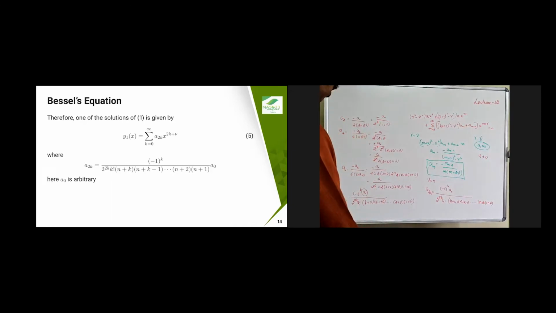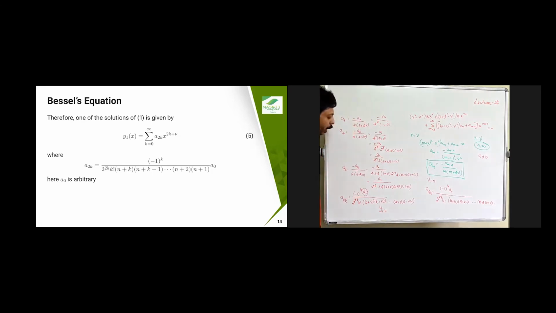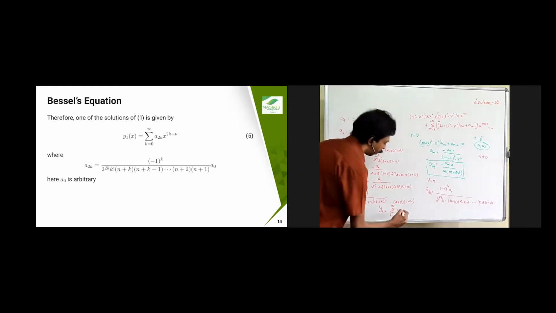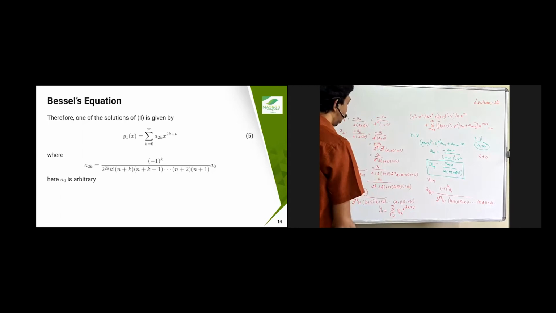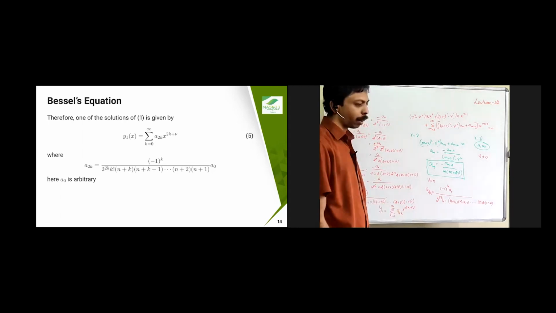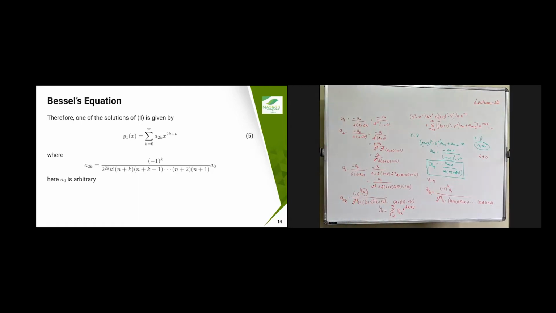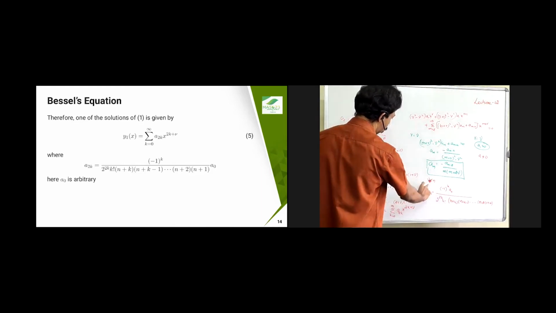So one solution you can use this to find. Either in this case or this case, you can write y1 of x as the summation from k equal to 0 to infinity of a_2k into x^(2k+ν), because r is ν, so m plus r is going to come. Here only the 2k terms survive and the remaining terms vanish. So 2k plus ν is going to come. This is my y1. If ν is something different, you can use that, or if you choose ν equal to n, then we proceed.